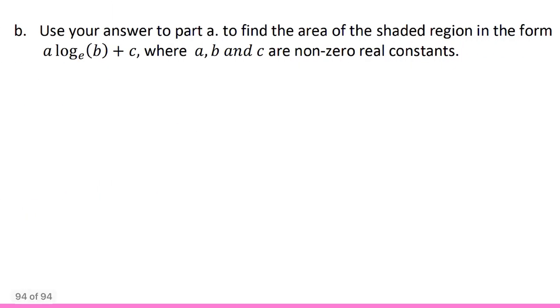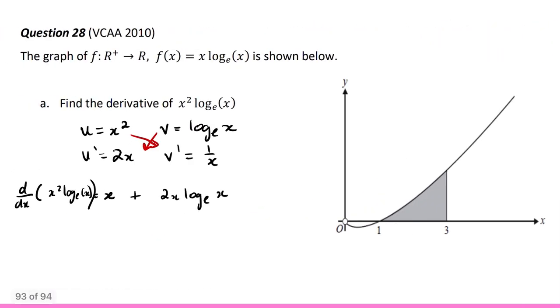Now it says use your answer to part A to find the area of the shaded region in the form a log e b plus c, where a, b, and c are non-zero real constants. So what we're doing is finding the area of the shaded region. Of course, when we need to find the area, we need to set up an integral. So what is it that I want? I want to integrate between 1 and 3 of this curve, x log e x dx. That's what I want. Obviously, I can't do that.